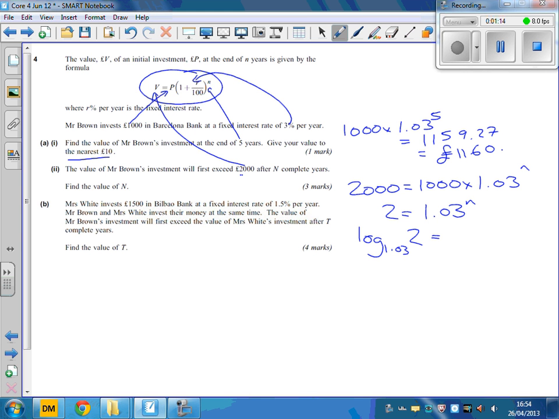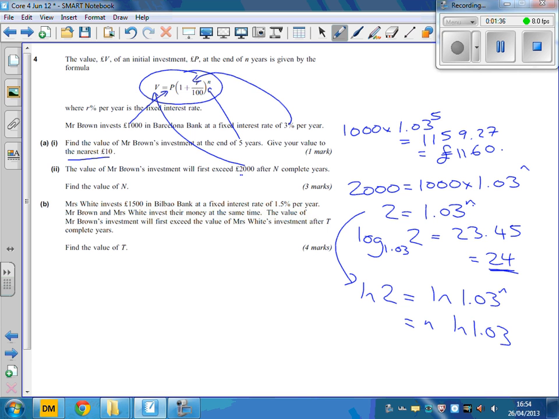What do you raise 1.03 by to get the answer 2? And the answer there gives you 23.45. Round that up, because it says after how many years, so you go to 24. Perhaps the more professional way of doing it would be to take natural logs of both sides. Take the ln of that side, it's the ln of 1.03 to the power of n. So the n comes down the front, and divide both sides by the ln of 1.03. Gives you exactly the same answer.